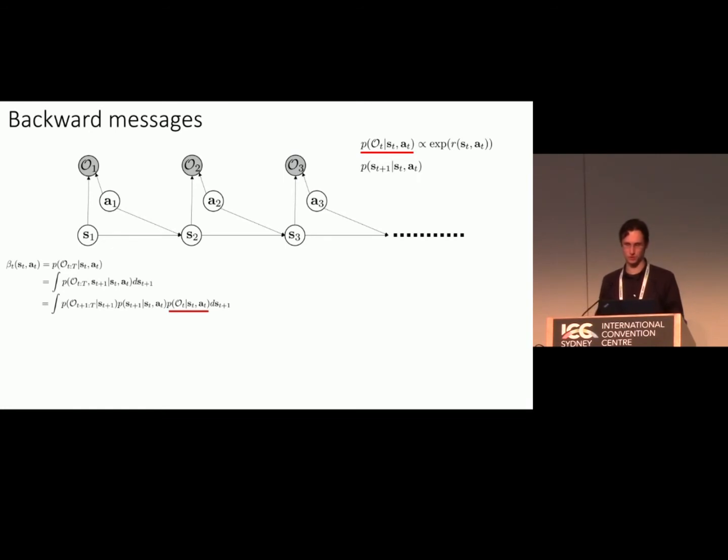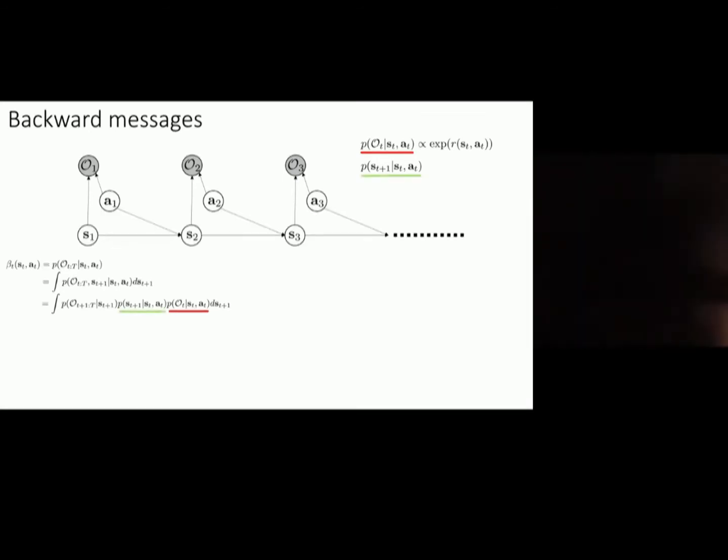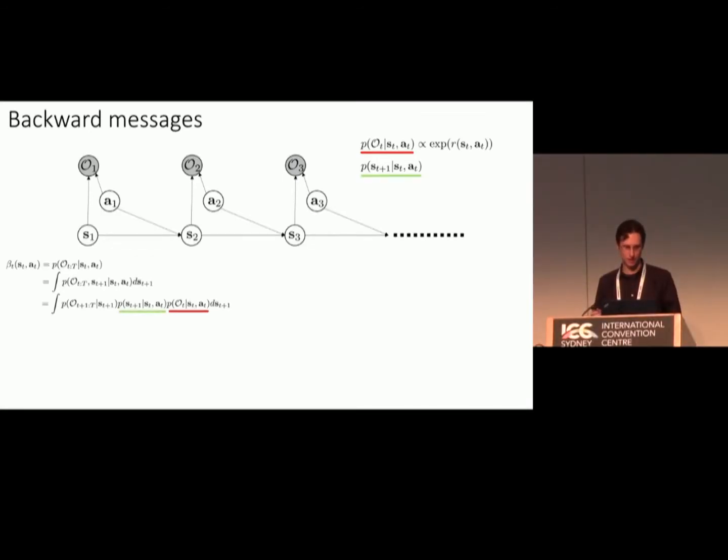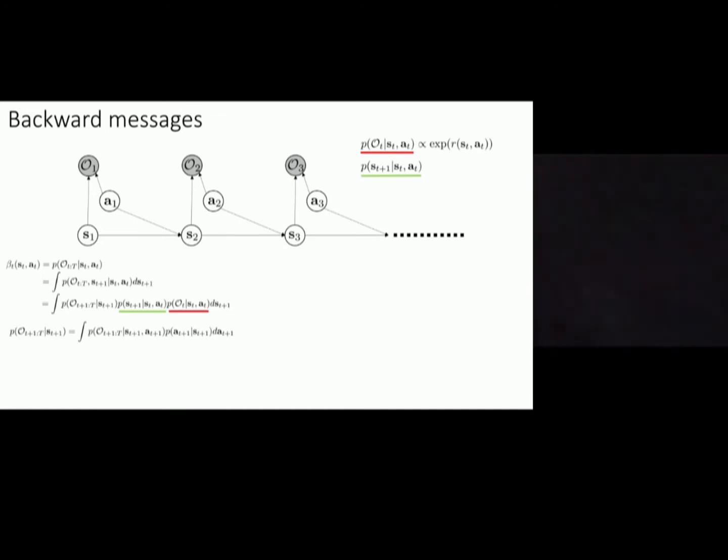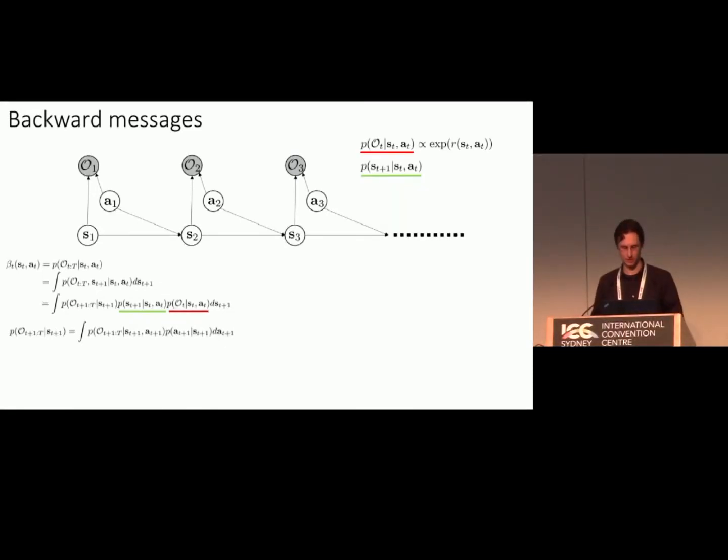So this term we know, this is just the probability of optimality at a single step. This term is just the transition dynamics. And this first term, that's the complicated term. So we need to do a little bit more derivation to figure out what that is. That term, you can introduce the action at the next time step, and you can write it as the probability of o t plus 1 through t given the next state in action, times the probability of the next action given the next state. This part, this is simply the backward message at the next time step.